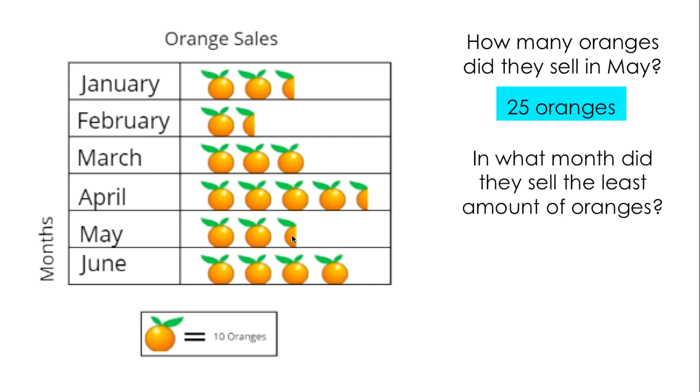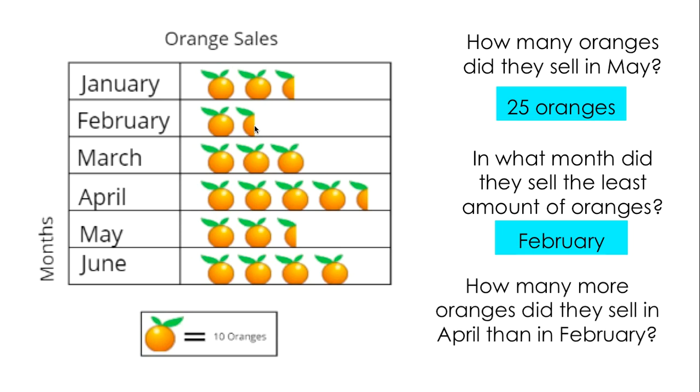In what month did they sell the least amount of oranges? So I'm really looking for which one doesn't have as many oranges as all the other ones. It's similar to a bar graph where it looks like you could look to see which one is the tallest would have the most, and the one that has the least would be the shortest. So I'm looking at it, and it looks like February has the least. It only had 10, and plus 5 would be 15. It only had 15 oranges. So February is the month that sold the least amount of oranges.